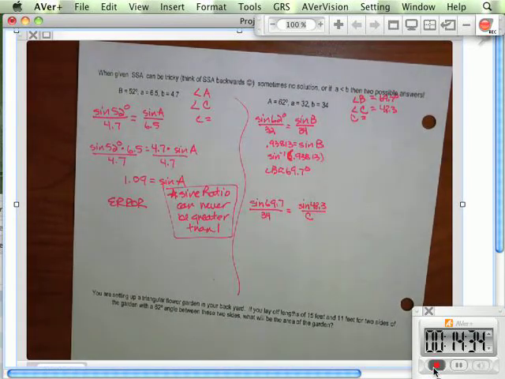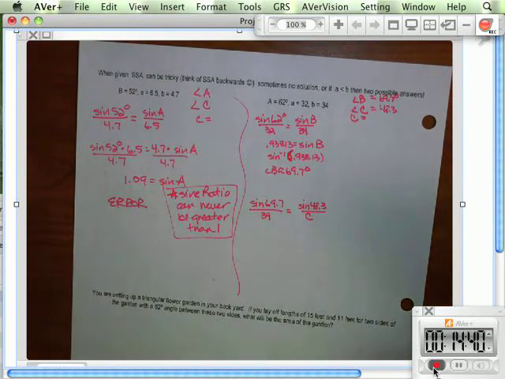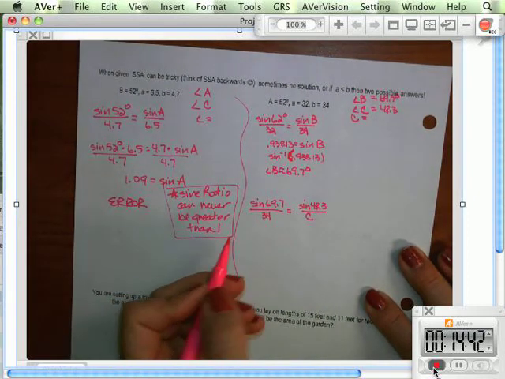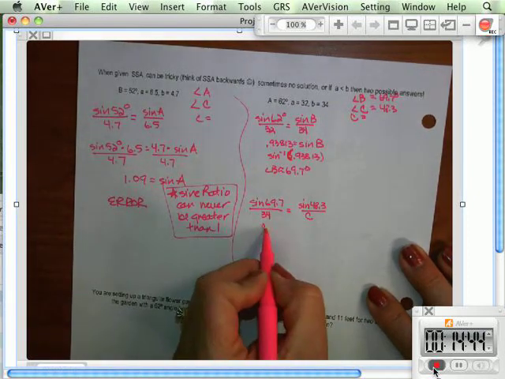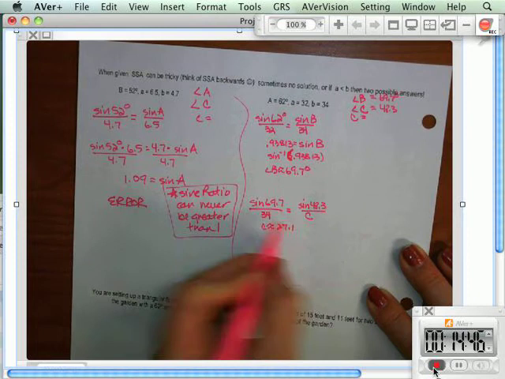Cross multiply. You find an angle or a side length. So there's no inverse on this one. Okay, you're finding a side length. So C is about 27.1.